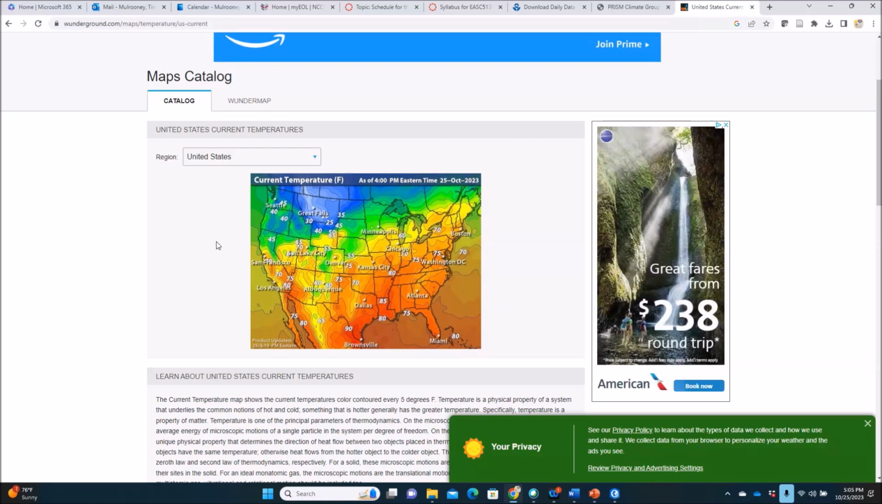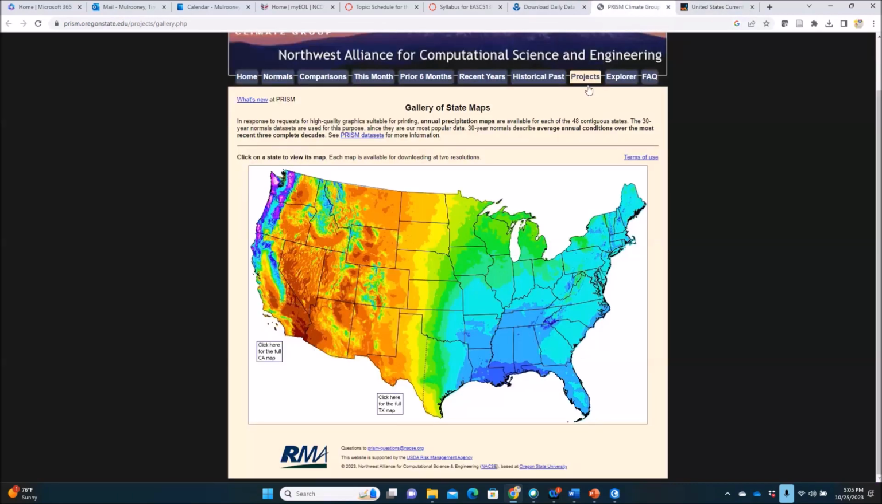We see these maps all the time. You turn on the news, you're going to see a map like this. Another example, from computational science and engineering, is a rainfall map showing 30-year averages of annual conditions over the most recent decades. I'm pretty sure this is rainfall across the United States. Does it know where the rain falls in every single place? No. But we know where it falls in a number of other places.